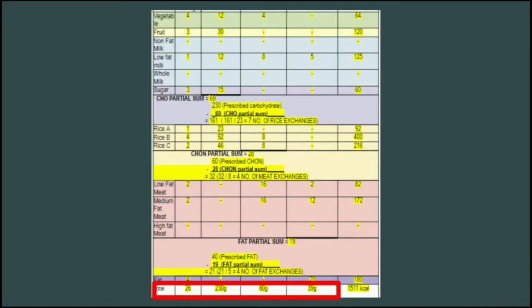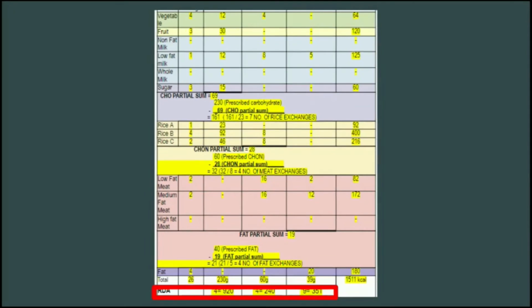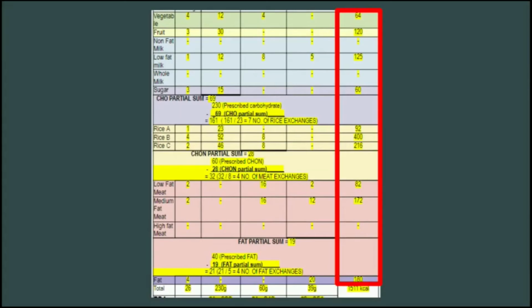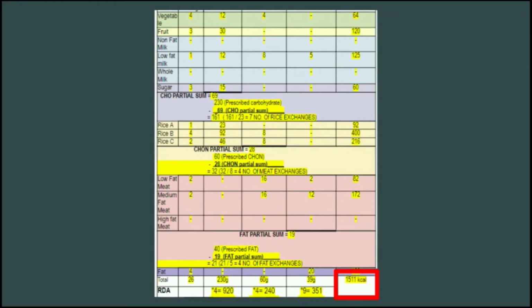Now the total carbohydrates and proteins are multiplied by 4 while the fat is multiplied by 9 to get its RDA. Now the RDA will then be added and the total calories is determined from the food items, which must be equal to the amount of RDA.